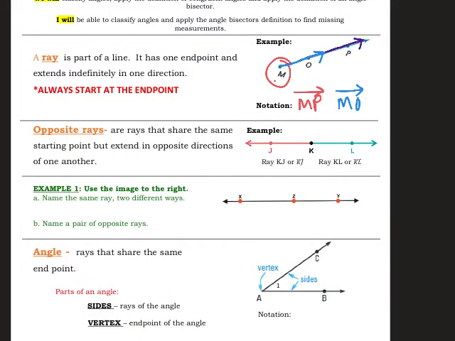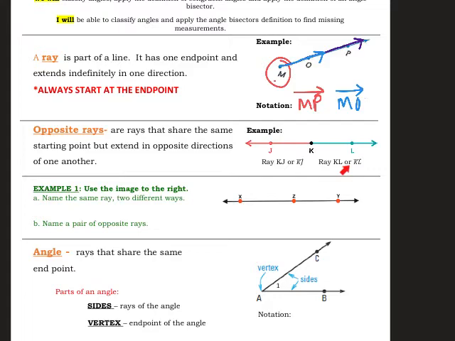Opposite rays, it's just opposite directions. What's the opposite of going up? Going down, going left, going right. So it has to be opposite, left and right or up and down. Now, they have to have the same starting point. So if you notice here, it's going from K to J, and the opposite is K to L. And they both start with the same letter, K to J, K to L.